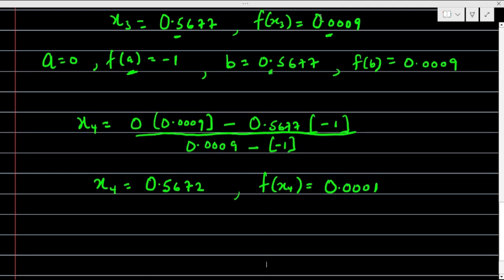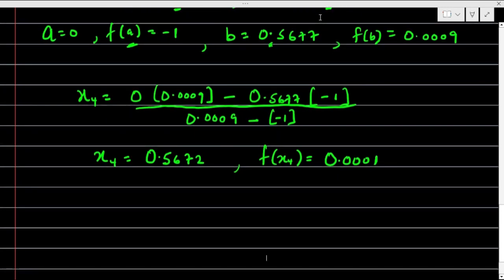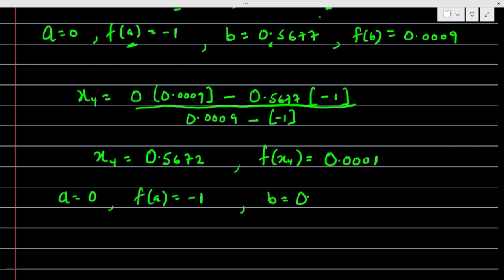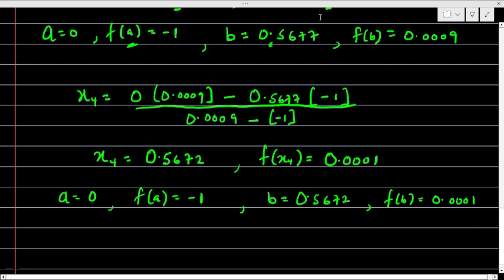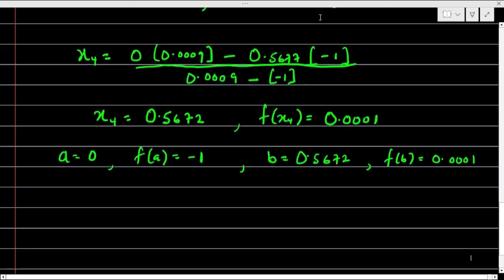So let's write out the given data. Our a is still 0. Our f of a is still -1. Our b will be 0.5672. Our f of b will be 0.0001. So we can find our x5 now, our fifth iteration.